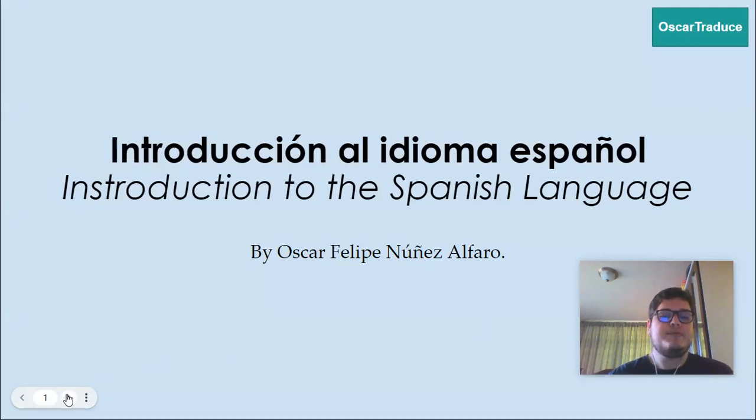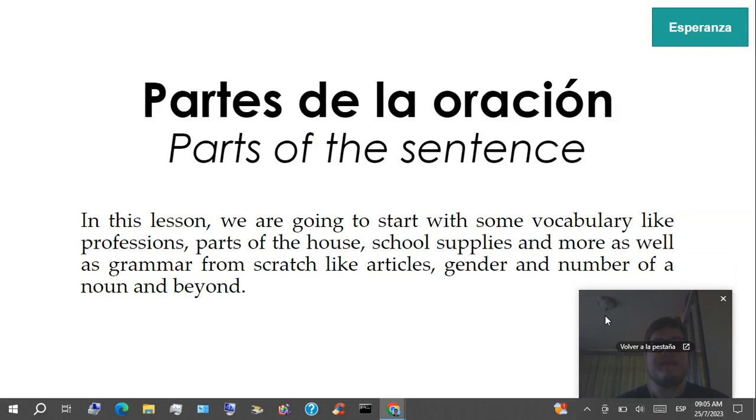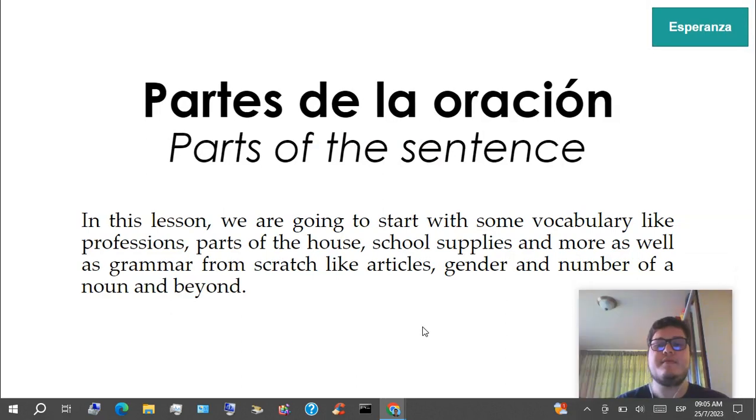To start, I would like to talk about some vocabulary like professions, parts of the house, school supplies, as well as grammar like articles, gender, and number of a noun. Today, we're going to see the parts of the sentence, and we call it in Spanish, las partes de la oración.